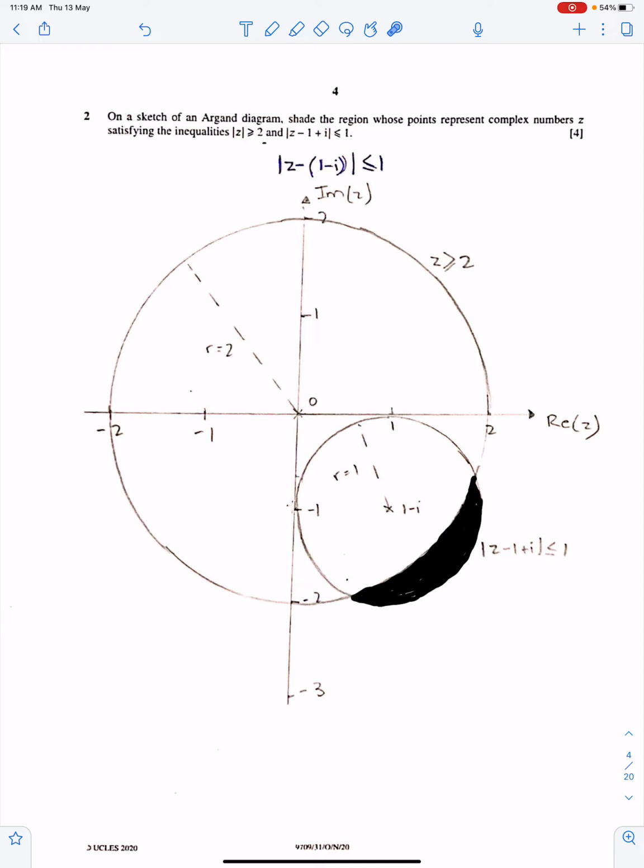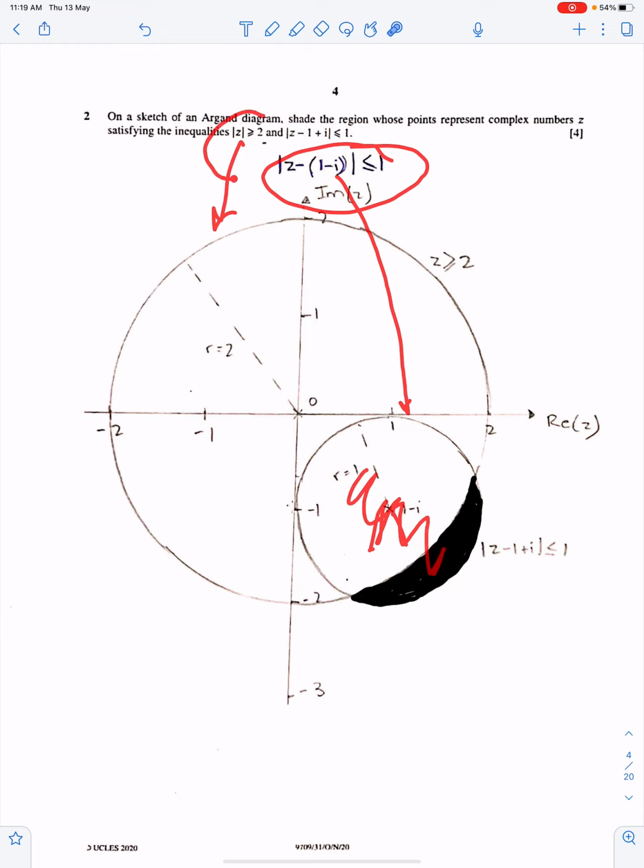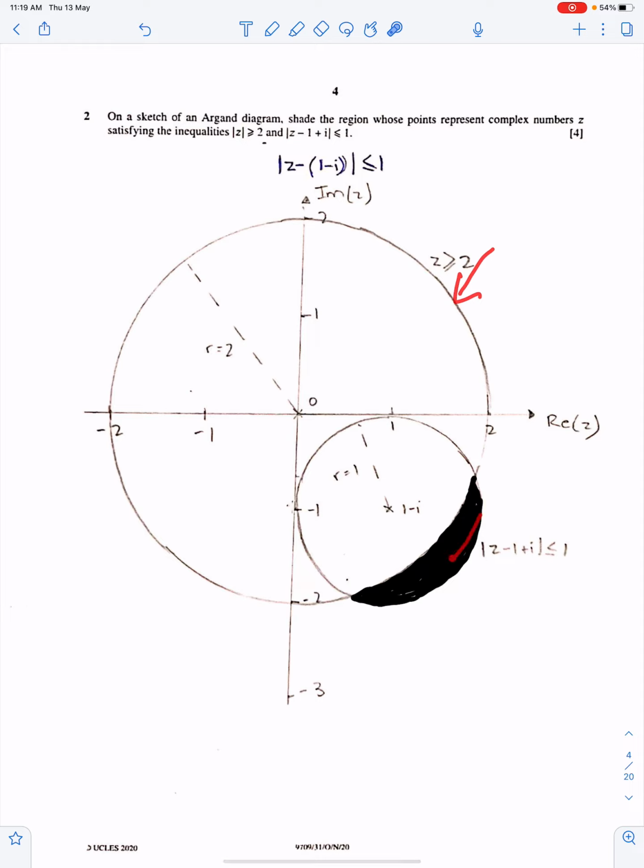Make sure you write these 2 terms in bracket and minus sign should be here. So this is the equation of circle with center at 1 minus i and radius 1, and the required region is inside the circle. So the first circle is here and this second circle is here. According to this inequality, the required region is inside this small circle here. And according to this inequality, the required region is outside this large circle, meaning this is the required region.